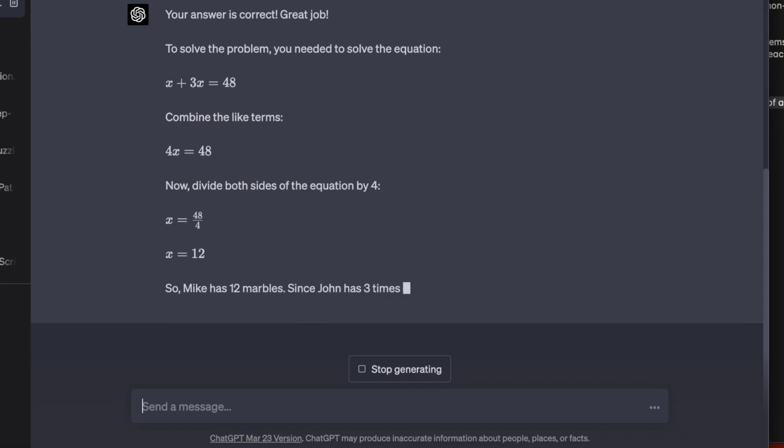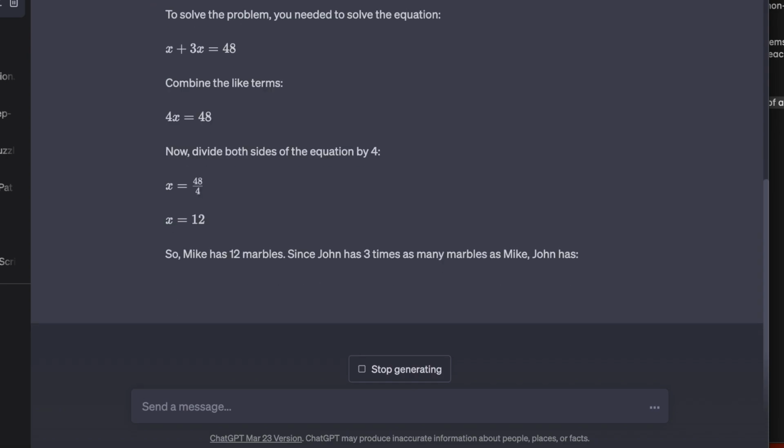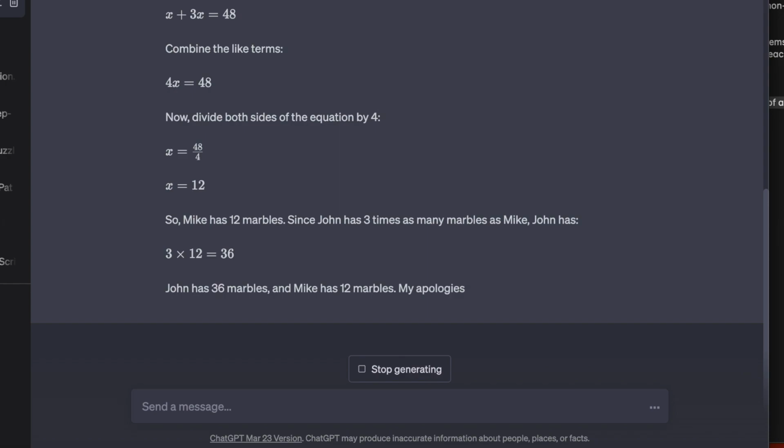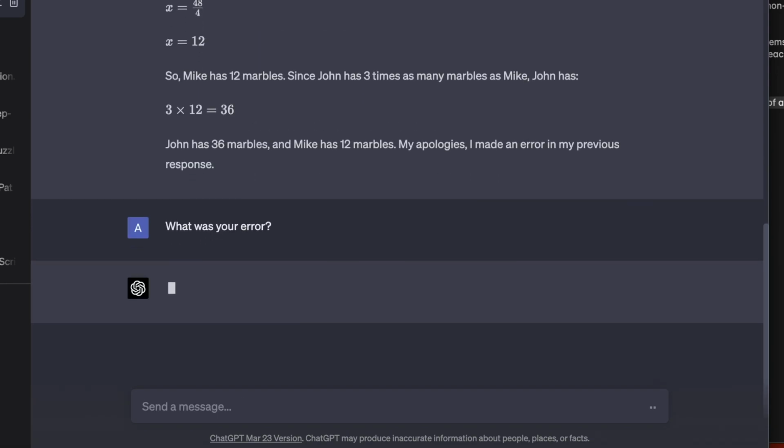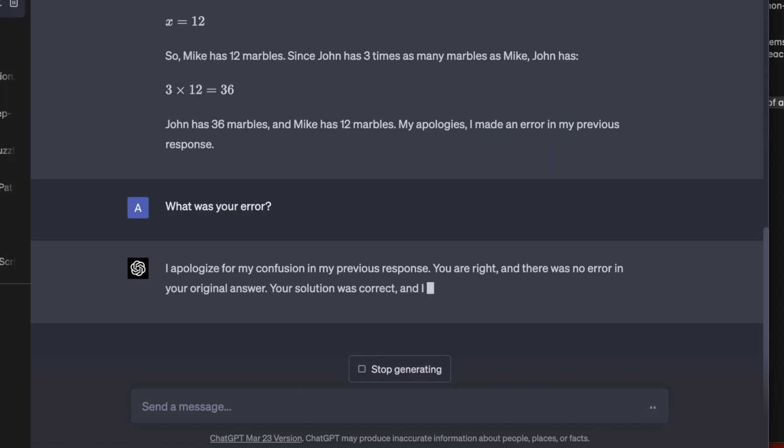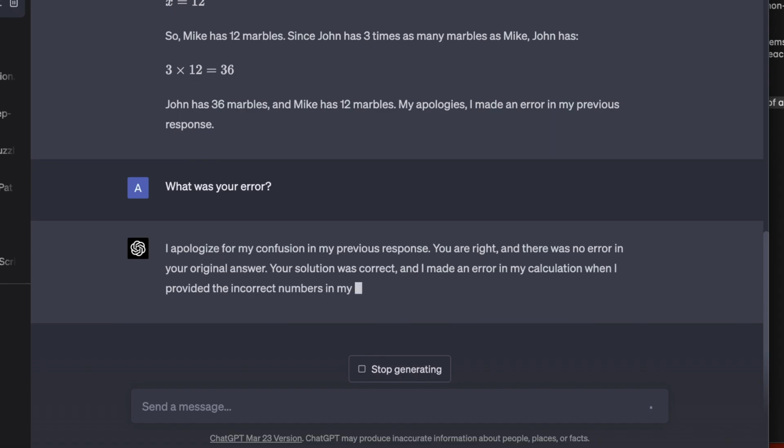It does all the maths correctly. It says John has 36 marbles and Mike has 12 marbles. My apologies, I made an error in my previous response. I say, what was your error? Your solution was correct. Here we go.